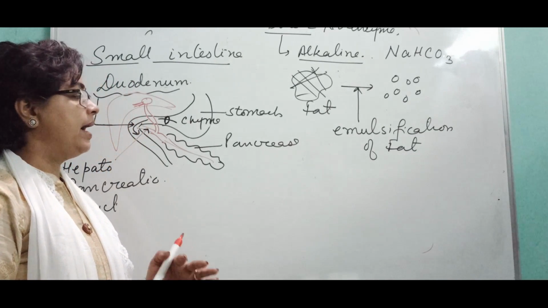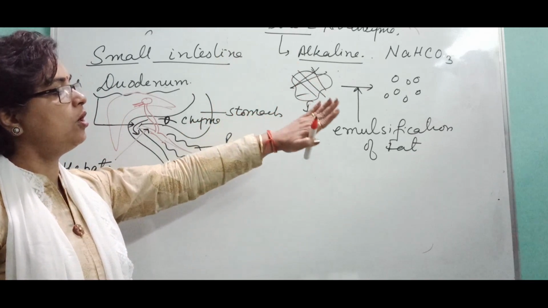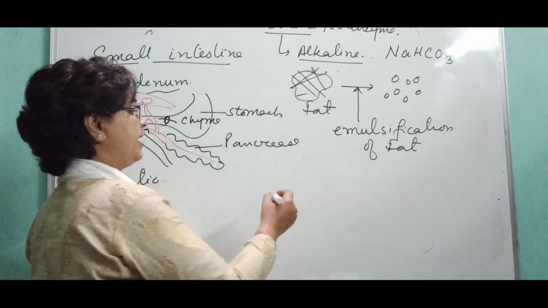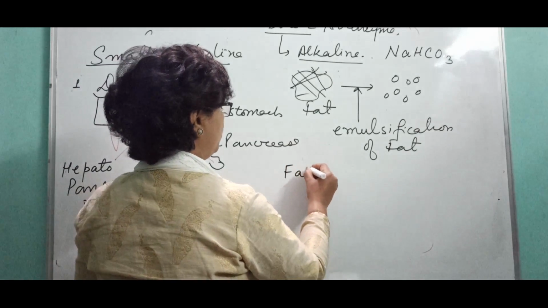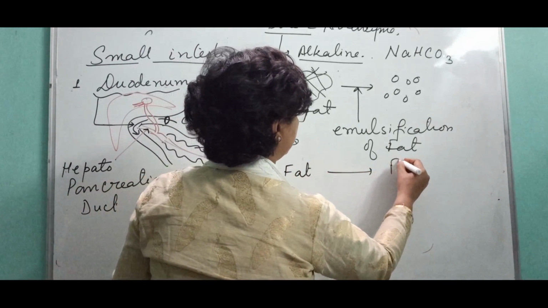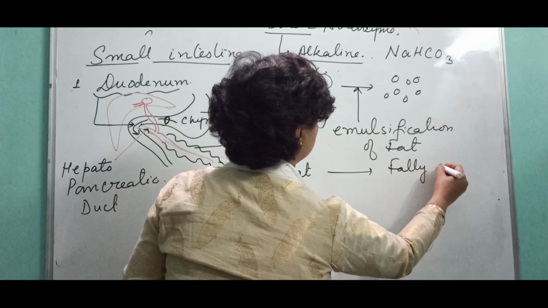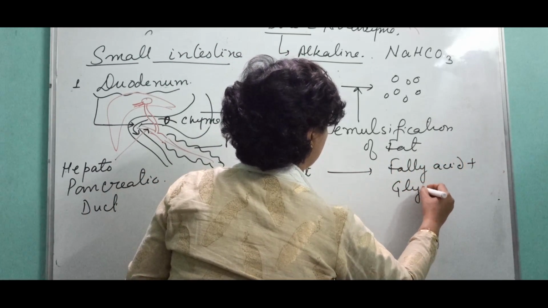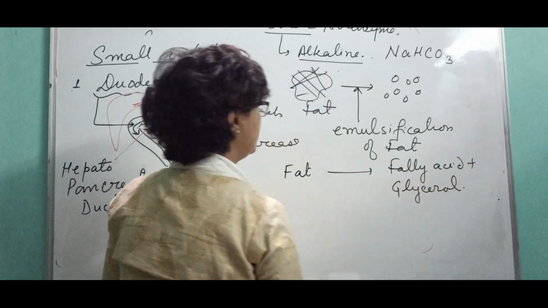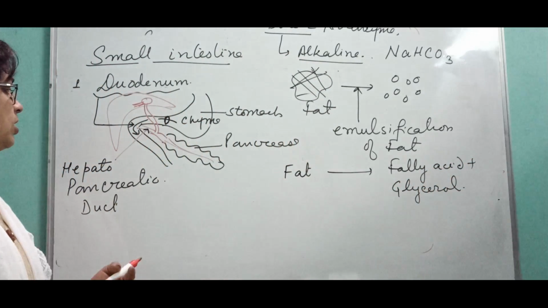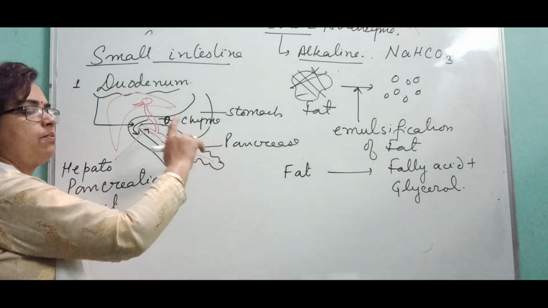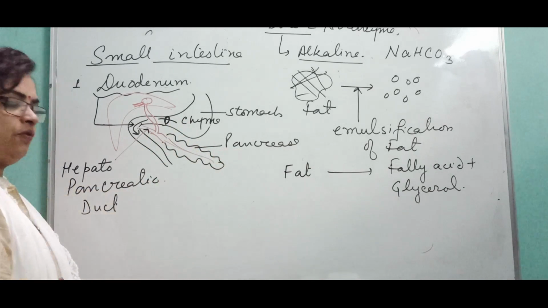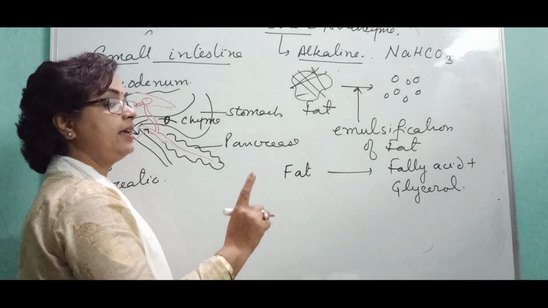Not at all. And when it is converted into small droplets or small micelles, in that condition the fat is digested, and then the fat is converted into fatty acid and glycerol. This is fatty acid plus glycerol. Now the question is, the enzyme is coming from which gland? And the answer is the pancreas.